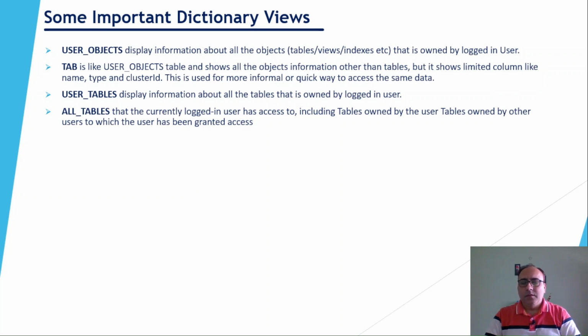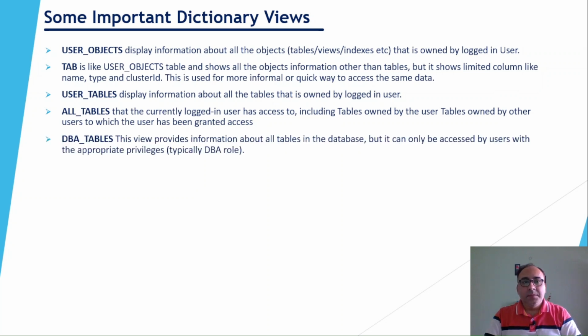Let's try to understand the difference between user_tables and all_tables. Let's say you have created one table. So you are the owner of that particular table. Now you grant access to some other user. Now he or she has access to that particular object. So using all_tables, they can see the information about that particular table. Then we have dba_tables. This provides information about all the tables within the database.